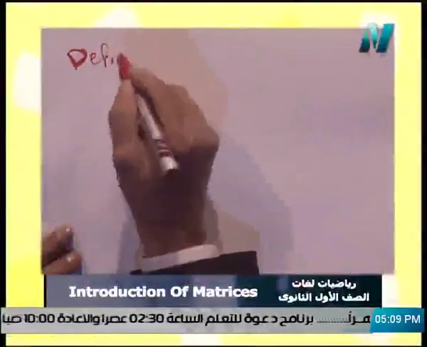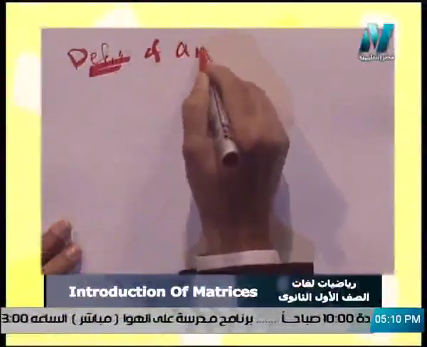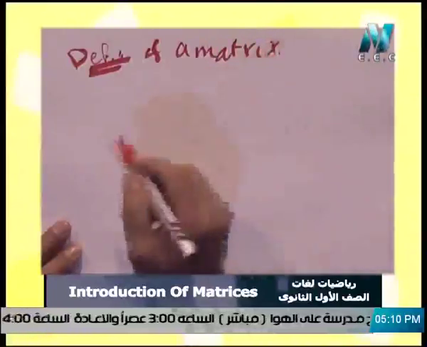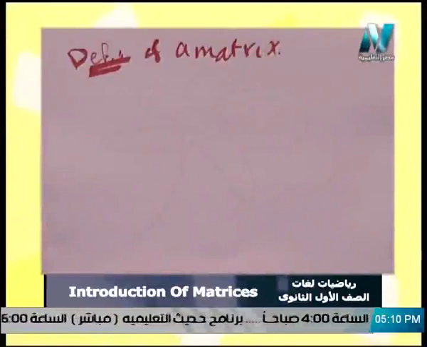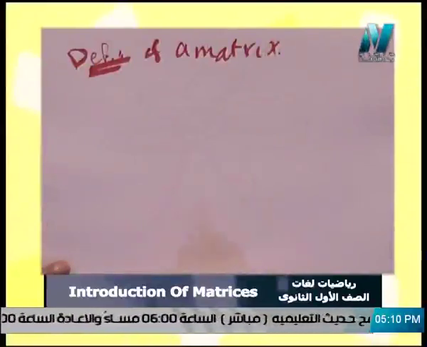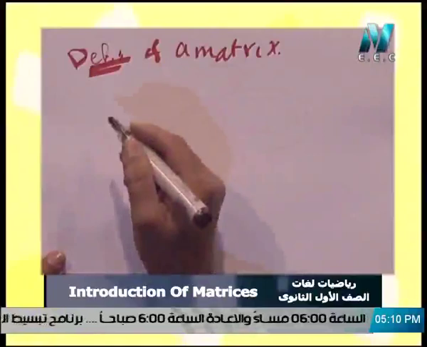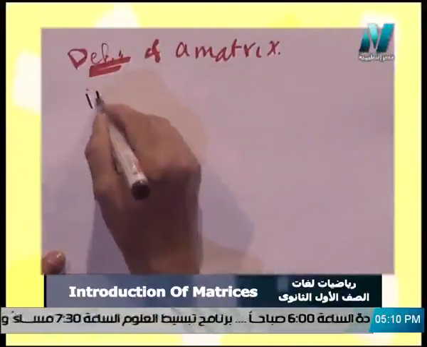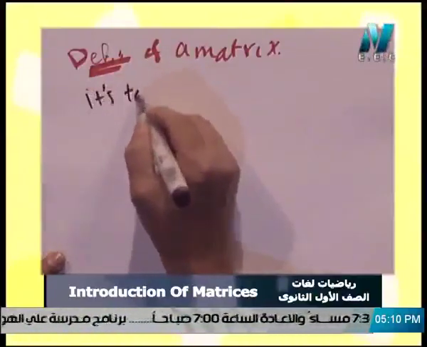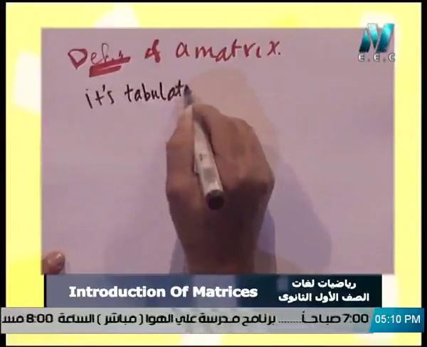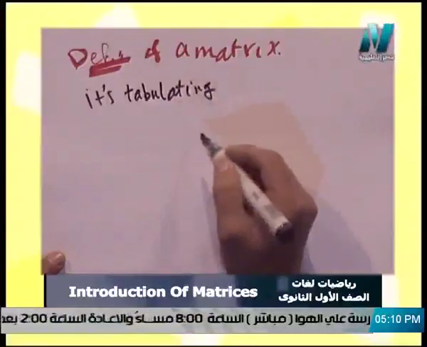What is the definition of a matrix then? We can define the matrix. What is the matrix? We have already written numbers or elements inside the matrix. So it is tabulating, as a table, a set of elements.